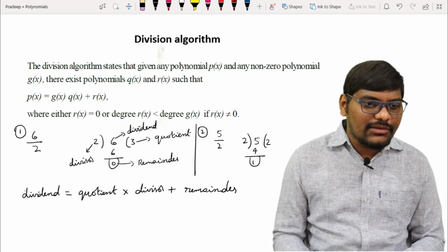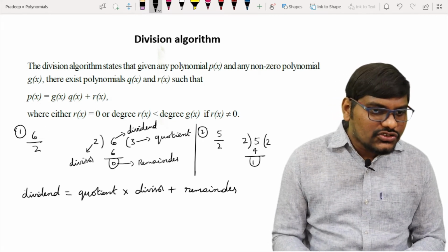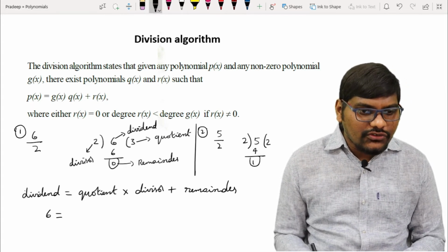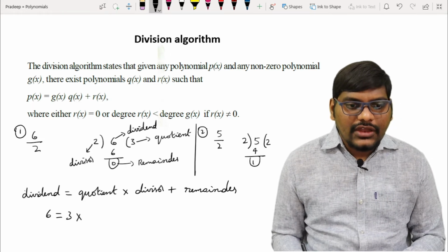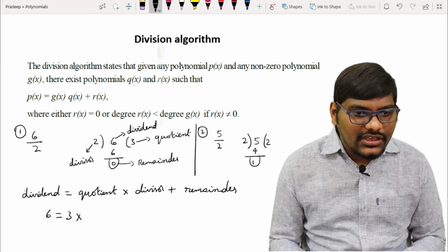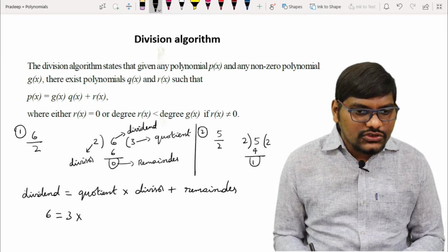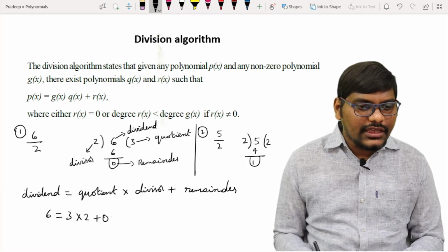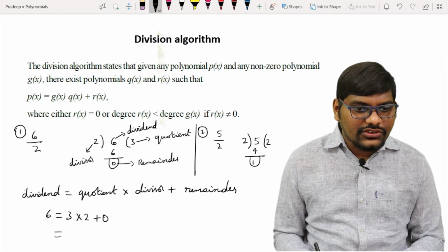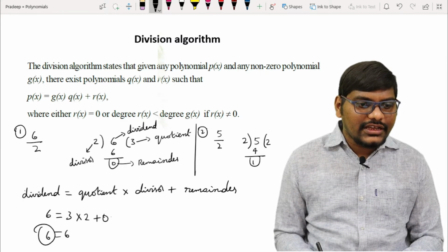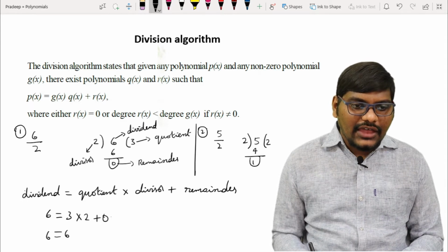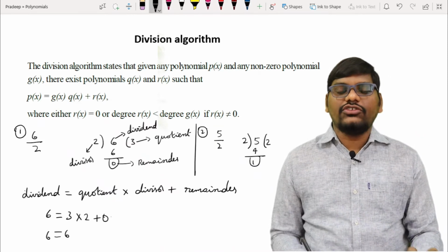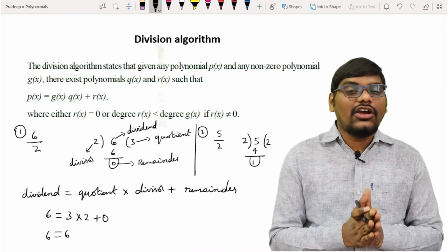We'll take the first example. Here the dividend is 6, so I'll write 6 here. What is the quotient we got? We got 3 as the quotient, so I'll write 3 as the quotient. And what is the divisor? The divisor we have taken as 2. What is the remainder we got? The remainder we got is 0. So this is 3 into 2 is 6. We can observe here the dividend on the left hand side is 6, and the quotient into divisor plus remainder also gives 6. So the LHS and RHS have the same value.